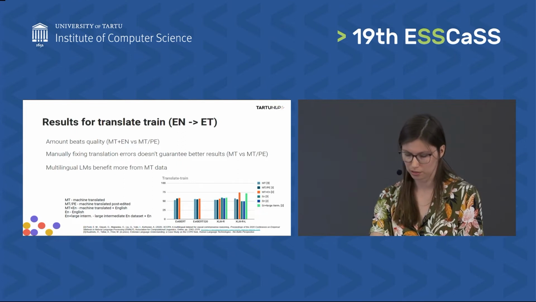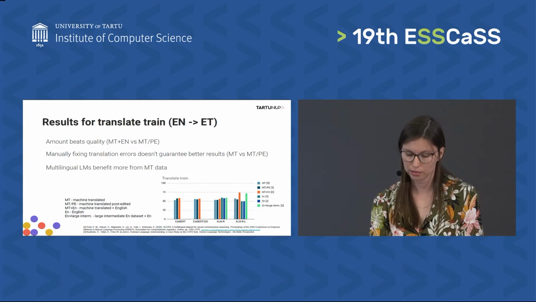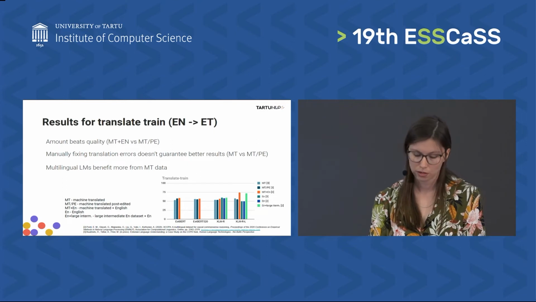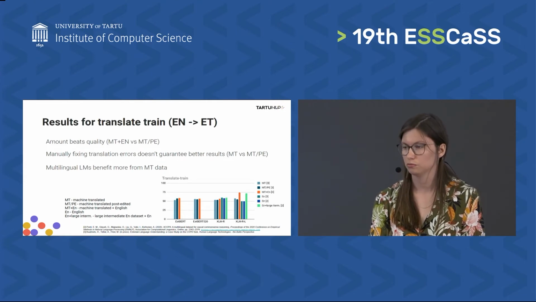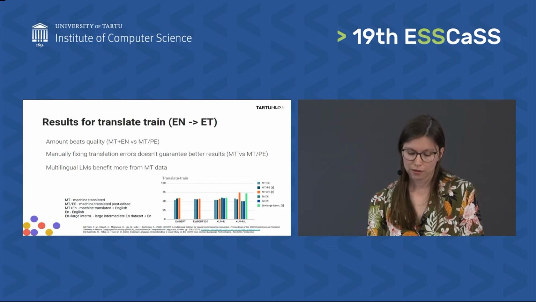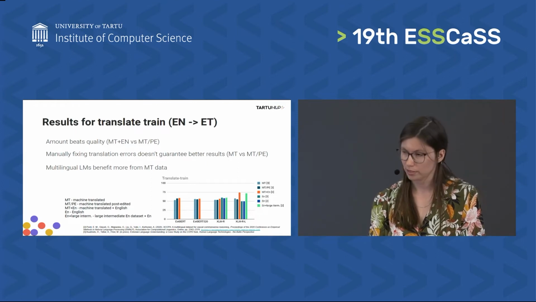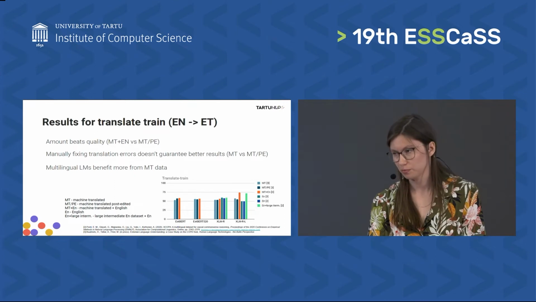But about the results. We can see that the amount of data beats the quality of the data, which means that more data is better, even if the quality is not that good. We can also see that manually fixing translation errors doesn't guarantee you better results. So is it worth to do it at all? And finally, it's more beneficial to use machine-translated data with multilingual language models because you can mix it with data in other languages, which is good because, as we know, more data is better.